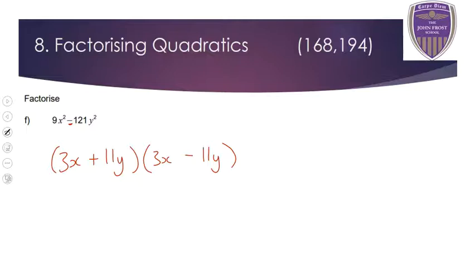Okay, and that's it. If you were to expand now, you get 3x times 3x is 9x squared. The 3x times minus 11y and the 11y times 3x will cancel each other out, that makes 0. And then 11y times minus 11y is minus 121y squared.